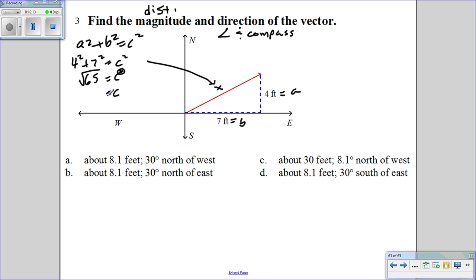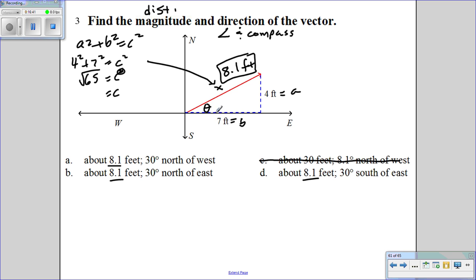So that length here would be square root of 65, which is approximately 8.1, in this case, feet. 8.1 feet. You can see we have 8.1, 8.1. This one's off the table, and 8.1 feet. Okay, so far, we're good to go. We've eliminated C in our choices.